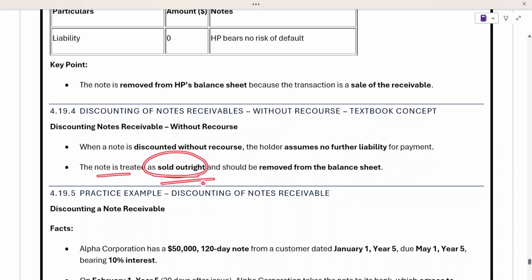We treat it like a sale transaction, and it should be removed from the balance sheet, directly removed from the balance sheet. Nothing is written on the balance sheet after that.